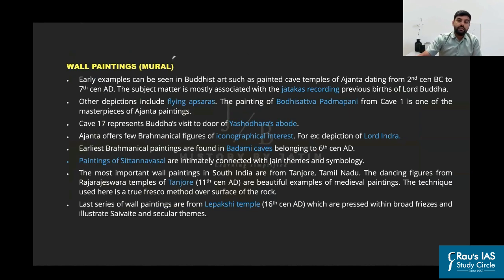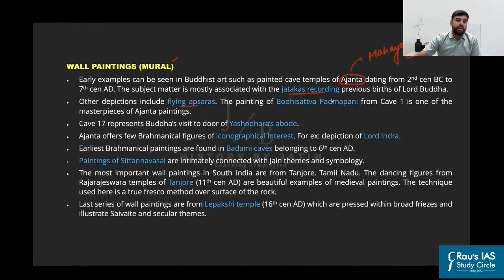Coming to the wall paintings, that is murals. The earliest examples of those paintings comes from Ajanta. We don't find much examples before this. They are recording what? Jatak stories. I told you, it proves what? It proves it is Mahayana caves. If they are showing Buddha in the human image, obviously it is Mahayana, guys. It is not Hinayana.